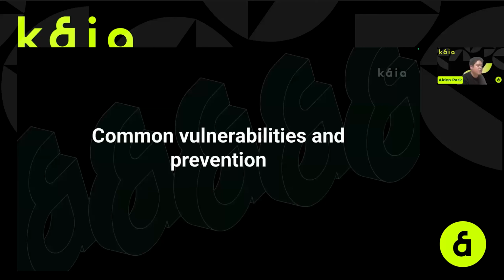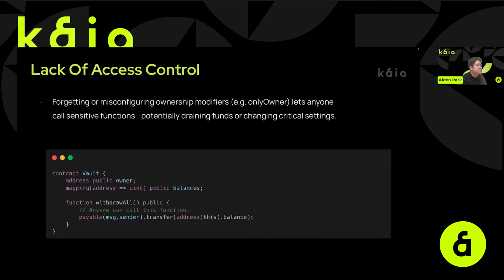And now we will learn about security: common security issues, vulnerabilities, and how we can prevent them. There are many vulnerabilities out there, but I only brought some core, common vulnerabilities. The first one is the lack of access control. It's actually very easy to forget and misconfigure.